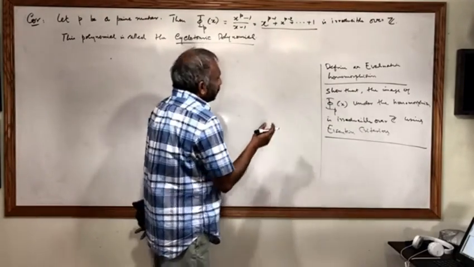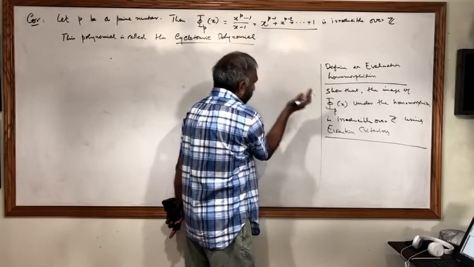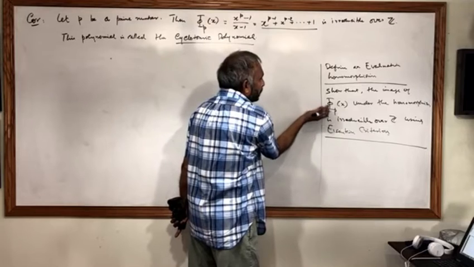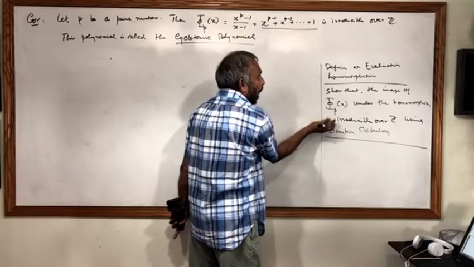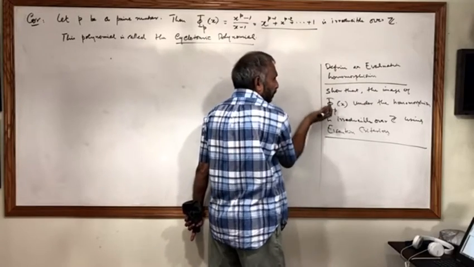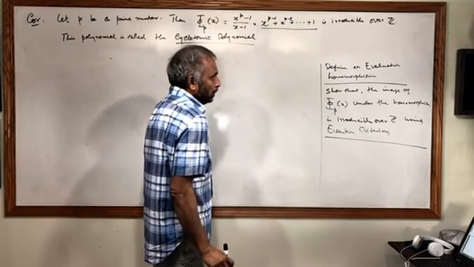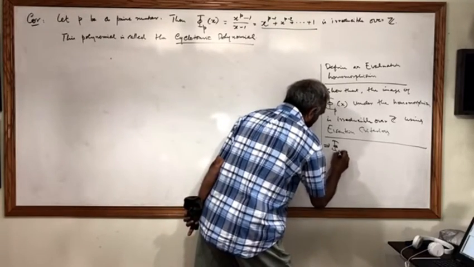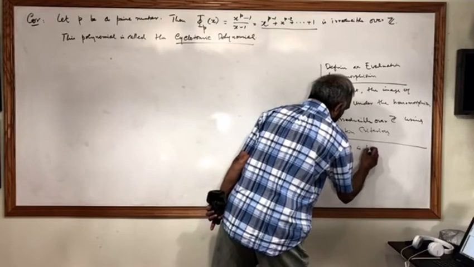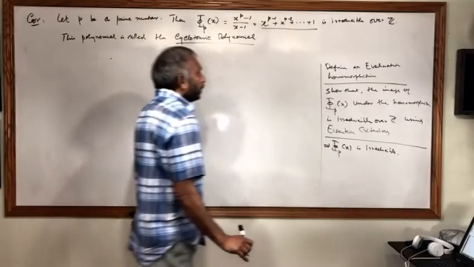Okay, so if the image is not reducible, if the image is irreducible under the homomorphism, this also will be irreducible, and that implies phi of p of x is irreducible, and that is the plan.